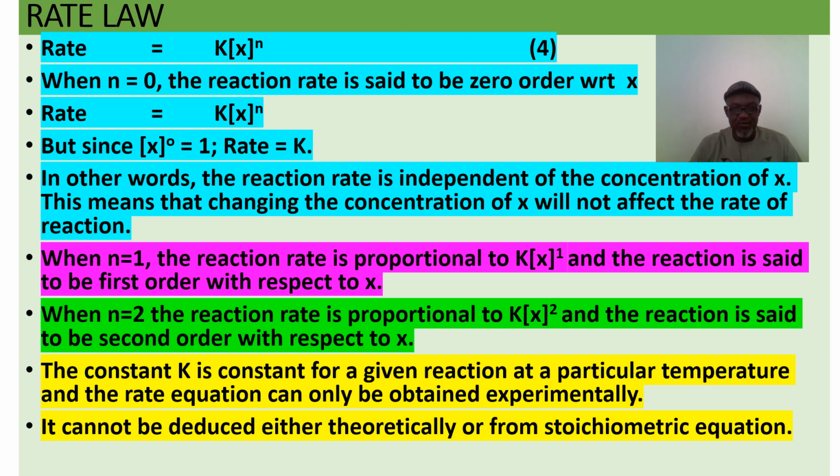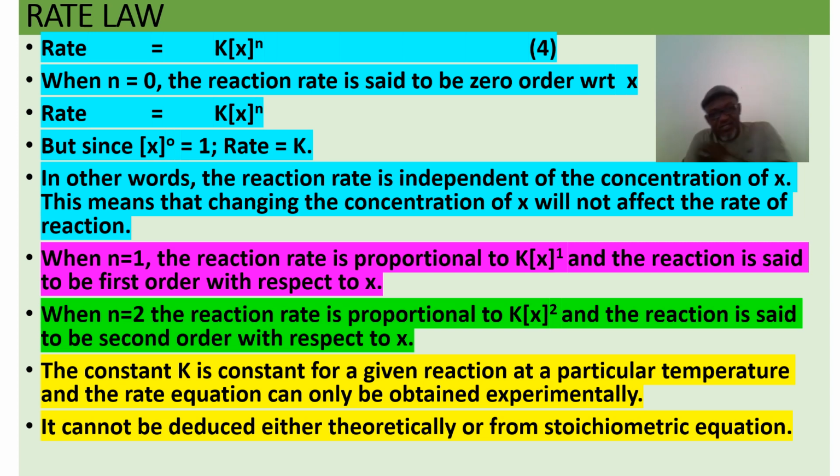Now, when n is 2, the reaction rate is proportional to kx to the power 2, and the reaction is said to be of second order with respect to x. So, which means the concentration effect, or rate of reaction, will depend on the order of reaction. And then this rate law is obtained experimentally.